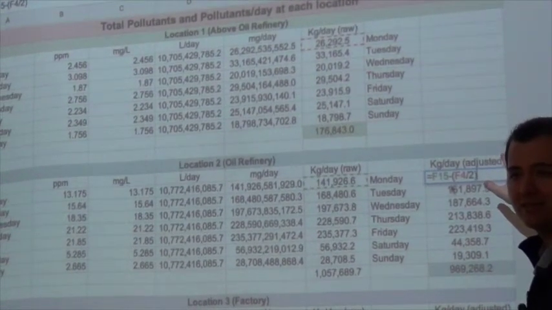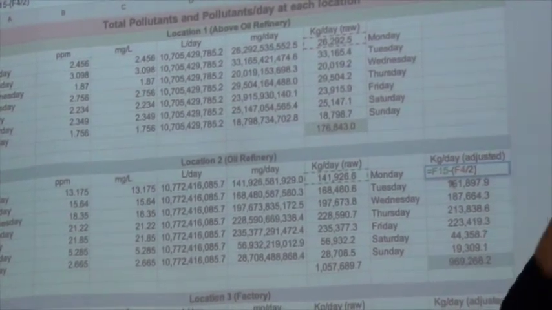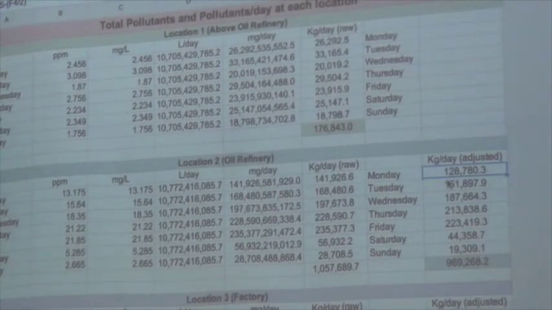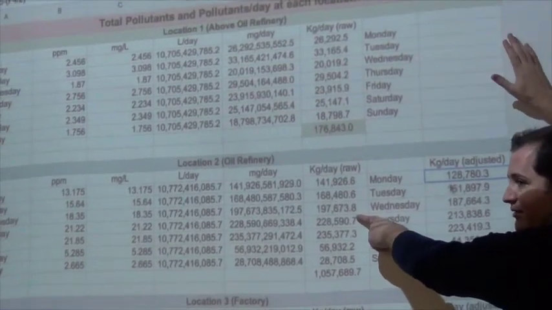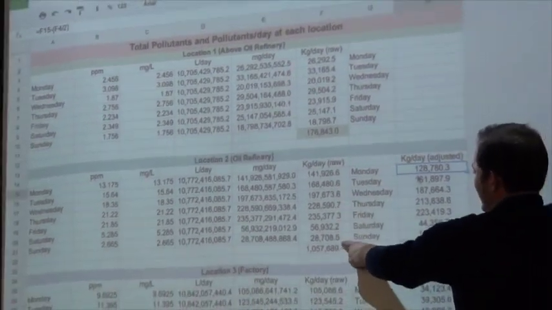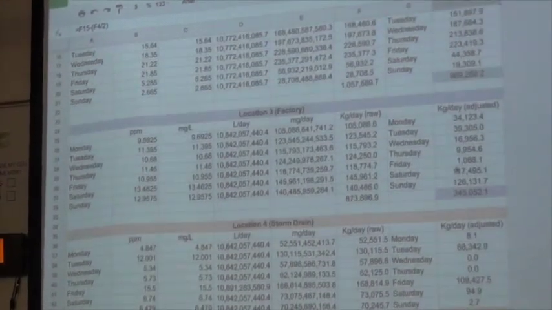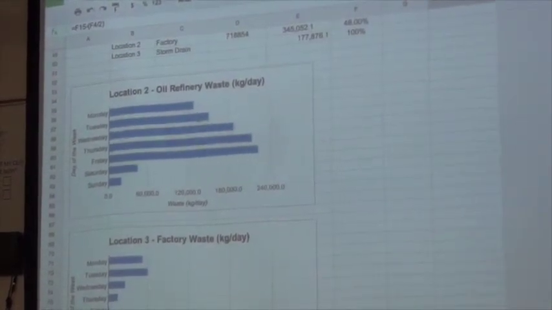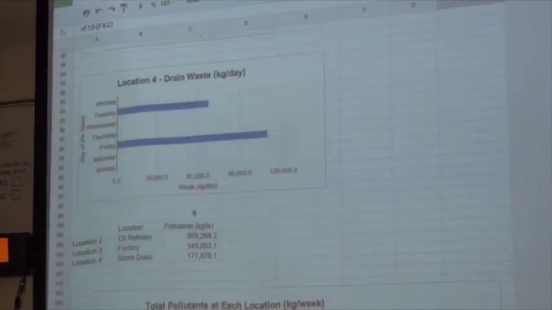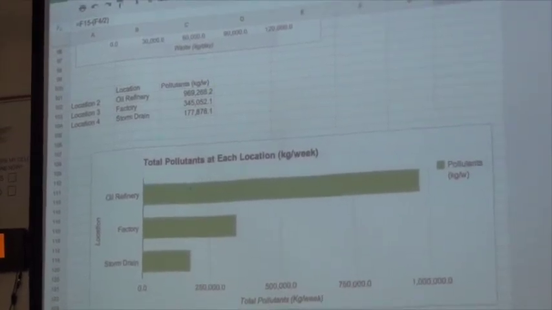Does that make sense? Somebody in your team got that figured out, you know what I mean? So you can see what that does is it actually makes my numbers a little bit lower, right? Because I'm not accounting for whatever was left from location 1. So I'm getting rid of some of those numbers. Same thing is true for all of them. They're going to be a little bit smaller based on that. Okay? So you'll need graphs of each day of the week, like these. And you'll also need a total pollutants at each location. Those are things that you'll need in your presentations.